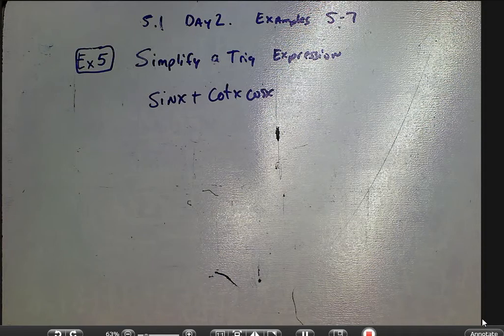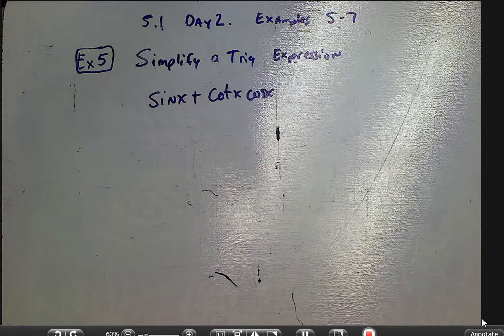Example 5 asks us to simplify a trig function expression. At any time, if you feel like the video is moving too fast for you or you can't keep up with your notes, just press pause, write it down, and press play to keep listening to the explanation and go at your own pace. Here in example 5, our job is to simplify the sine of x plus the cotangent of x times the cosine of x.